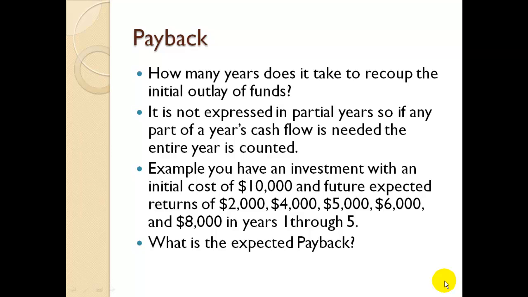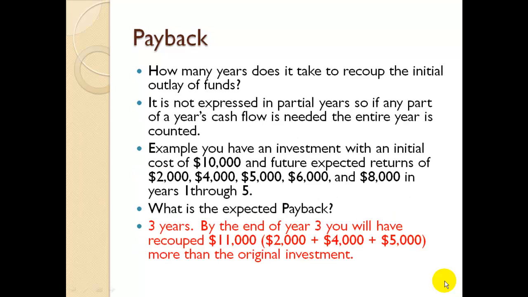So an example, you have an investment with an initial cost of $10,000 and future expected returns of $2,000, $4,000, $5,000, $6,000, and $8,000 in years 1 through 5. What is the expected payback? How many years is it going to take in order to get your original $10,000 back? The answer is 3 years.